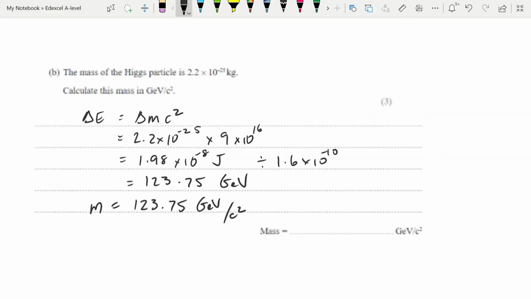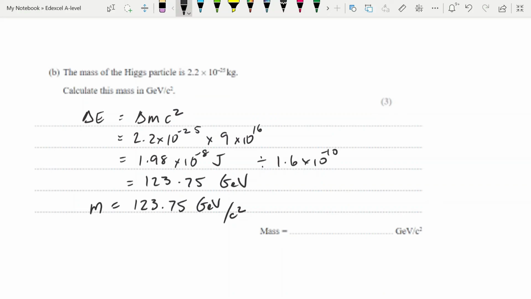Those are exchangeable units. It's done for convenience. It's done so you can talk about mass and energy in the same unit and not have to worry about constantly switching from one to the other. You need to be able to do this, both converting kilograms into gigaelectron volts per c squared and converting gigaelectron volts per c squared into kilograms.